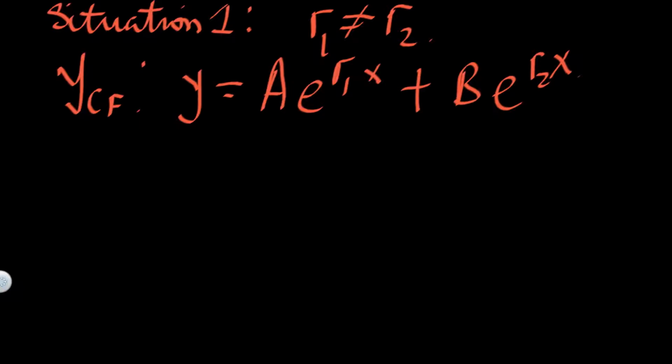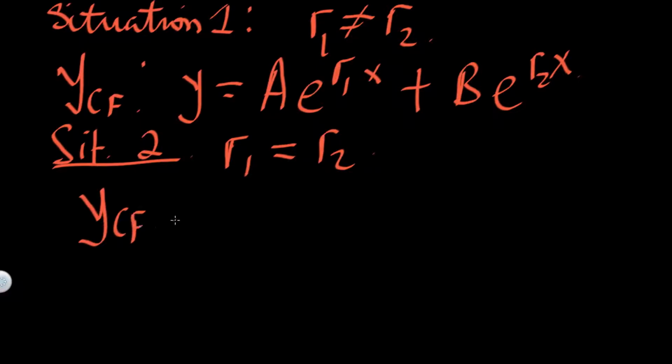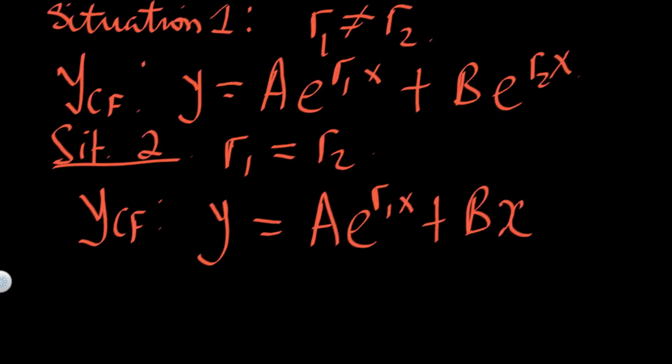Then we have situation 2, where you have r1 being equal to r2. Your y_CF, the complementary function, will be y equals a e to the power r1 x plus b x e to the power r2 x. So the difference here is that you are adding this x here. But in this instance, we know that r1 and r2 are the same, so there is no need to put r1, r2. It's just rx, because they are the same thing. If it is 2, both of them are 2. If it is 4, both of them are 4. If it's -1, both of them are -1. That is situation 2.